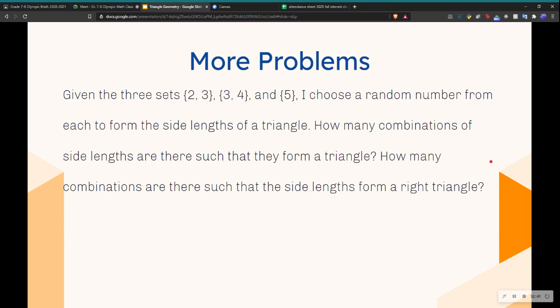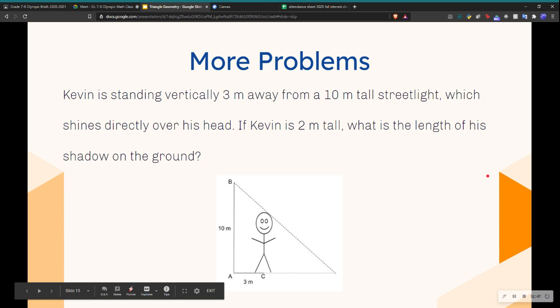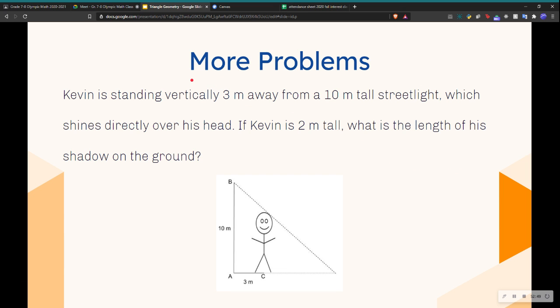Right. I'm not sure if we have time for the last 2. I think we only have time for 1 problem, but let's see. We have 7 minutes left. Let's try this one out.